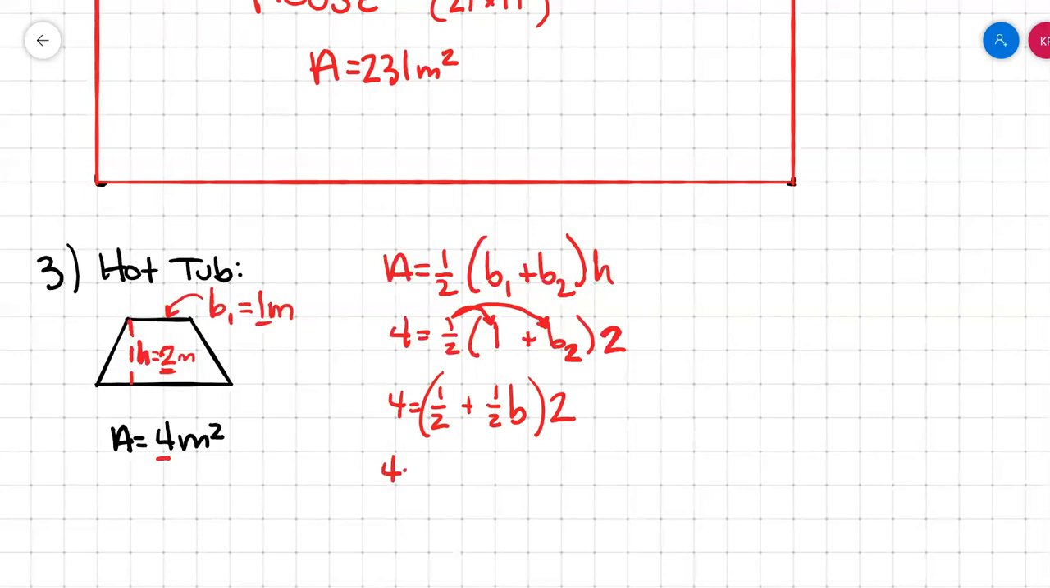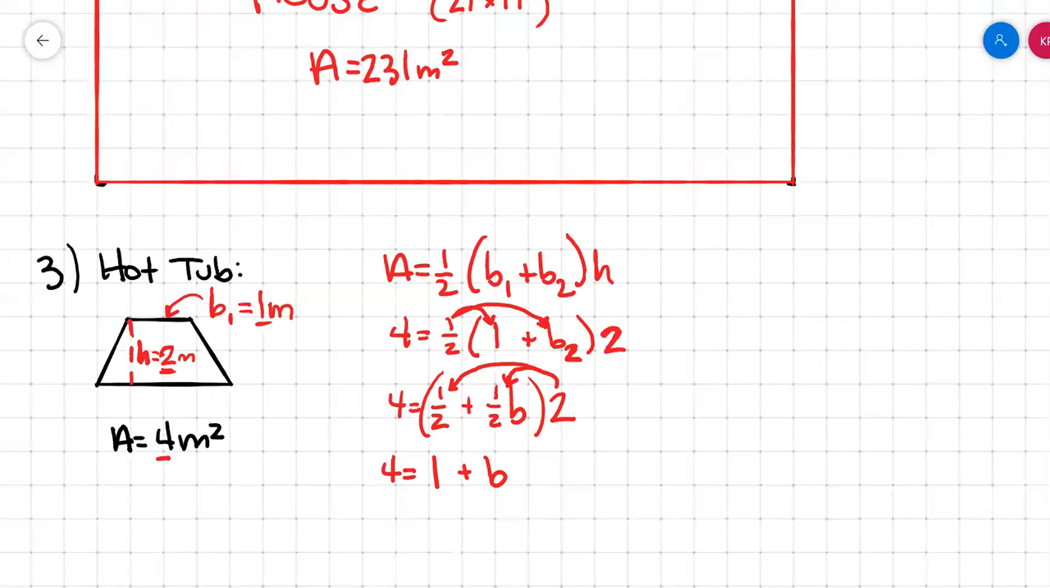Okay, now we have to do the distributive property with the 2. So we're going to do it this way this time. So 2 times half would be 1. And 2 times half again is also going to be 1. So then we're left with 4 equals 1 plus b.